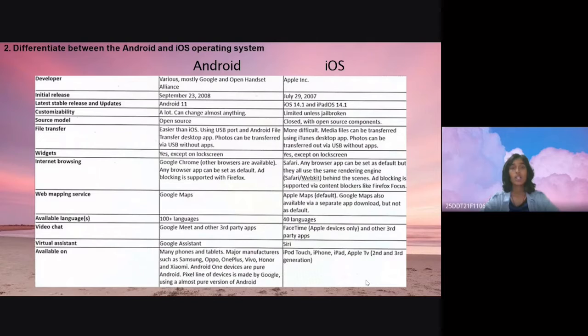The file transfer for Android is easier than iOS. We can use a USB port and Android File Transfer desktop app. Photos can be transferred via USB without apps. For iOS, the file transfer is more difficult. Media files can be transferred using the iTunes desktop app. Photos can be transferred out via USB without apps.